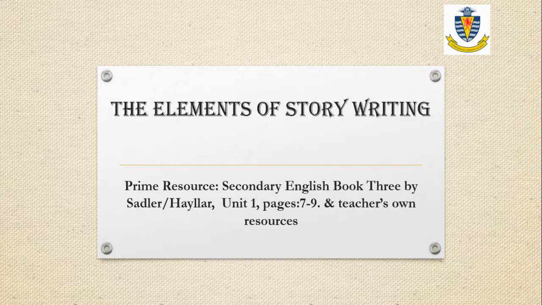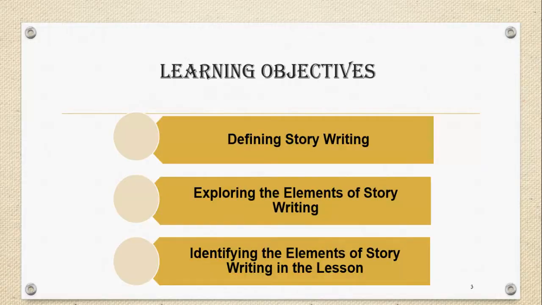From Unit 1, pages 7 to 9 of your Secondary English Book 3. Our learning objectives this week will be to define story writing, to explore the elements of story writing, and to identify the elements of story writing in the given lesson.